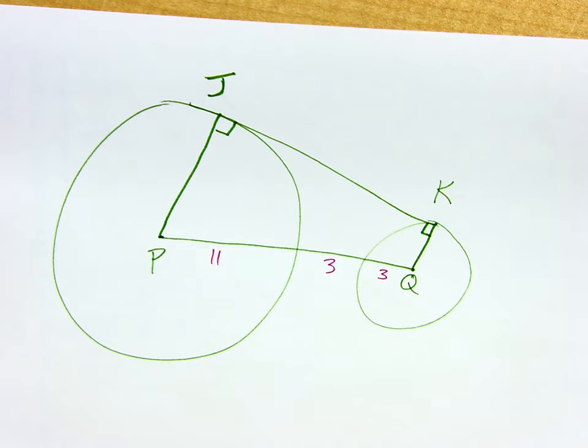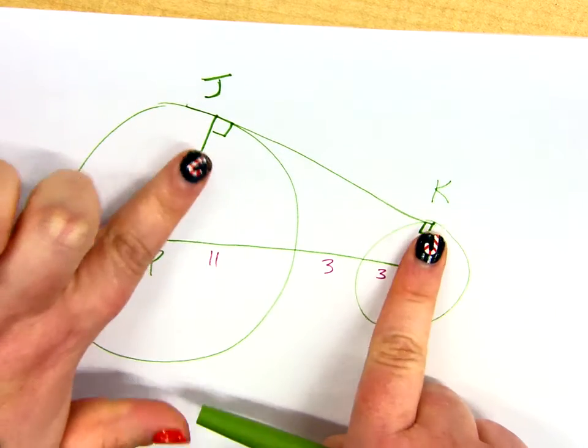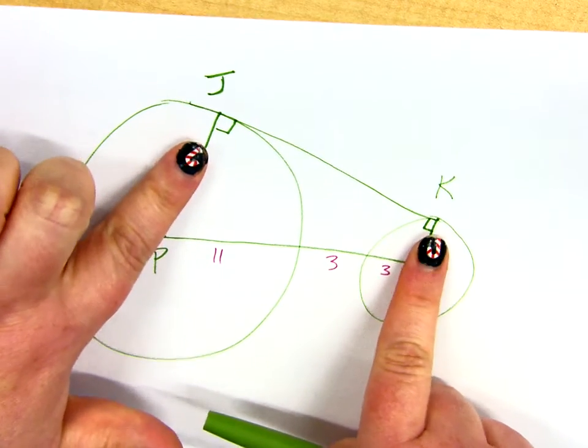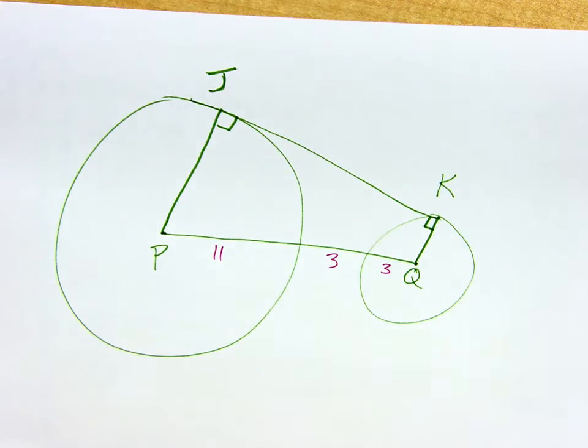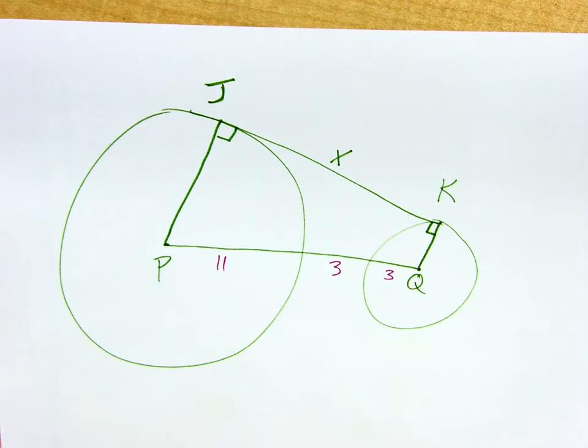So what kind of a shape must this be? Looks like a trapezoid, right? Because now if these two are perpendicular, that means that these are parallel. So I have obviously a quadrilateral. I have one pair of parallel sides, so this thing is a trapezoid. That's correct. So I'm supposed to be finding JK. So let's put an X there because I don't know what that is.